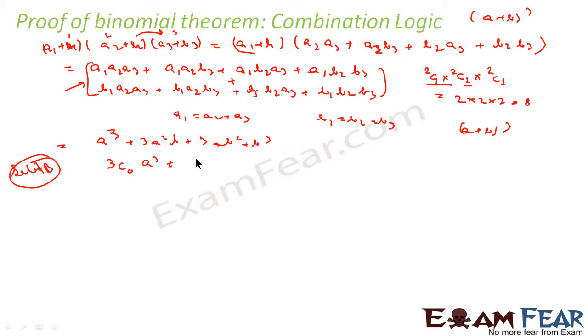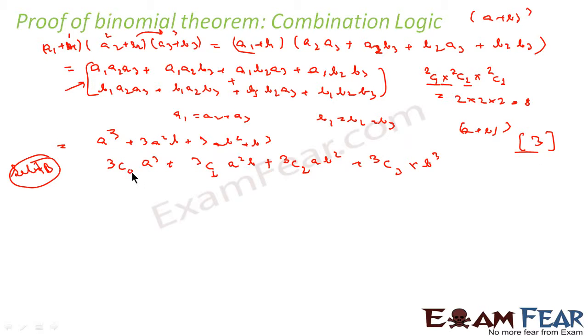Now we want to select 1B. So it becomes 3C1, and this goes with A square B. Now we select 2B: 3C2 into AB square, because when you select 2B, you can have only 1A. We have seen in the pattern that the sum of the integers is always constant. And now we select 3B, so it becomes 3C3 into B cube, because if you have selected 3B, we can't select A, as we are to select only 3 numbers.